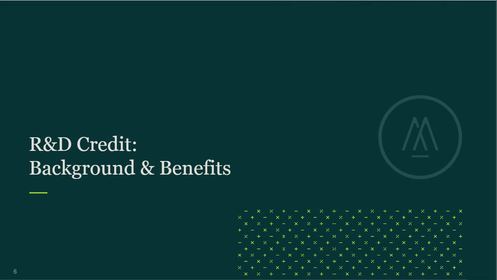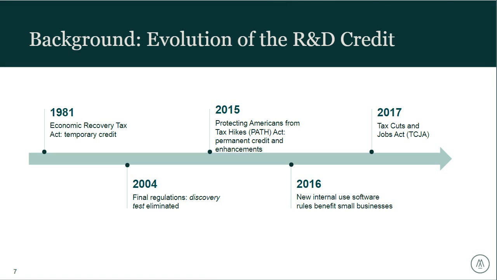So starting off with the background, just want to talk about the history of the R&D credit and then go over some of the benefits. The R&D credit has been around since 1981, so for about 40 years now. Back in 1981, the intention was really to make the U.S. more competitive on the global stage. And back then, our biggest competitor wasn't China or Russia. We were competing with countries like Japan and West Germany at the time. It was a really big deal to make sure the U.S. was staying competitive. But over the past 40 years, there has been quite an evolution of the R&D credit.